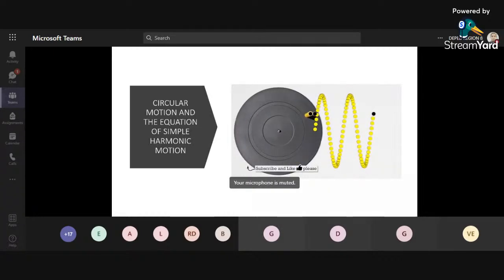So remember, simple harmonic motion and circular motion are related because circular motion, when viewed from the side, is simple harmonic motion. Thank you very much for learning with me today. I enjoyed learning with you.